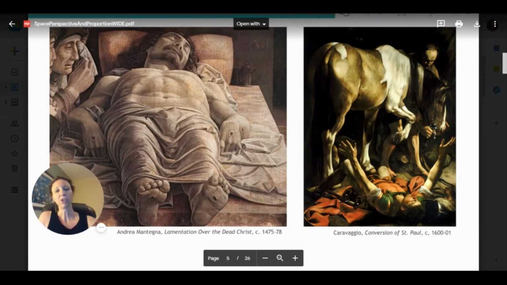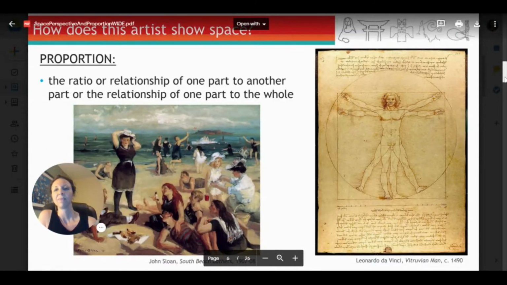But we see a foreshortened Paul. The head and the body kind of in this diagonal pose where we're not seeing him from the side or straight from the front, but we are seeing him foreshortened. Now, how does this artist show space? We're kind of revisiting this.